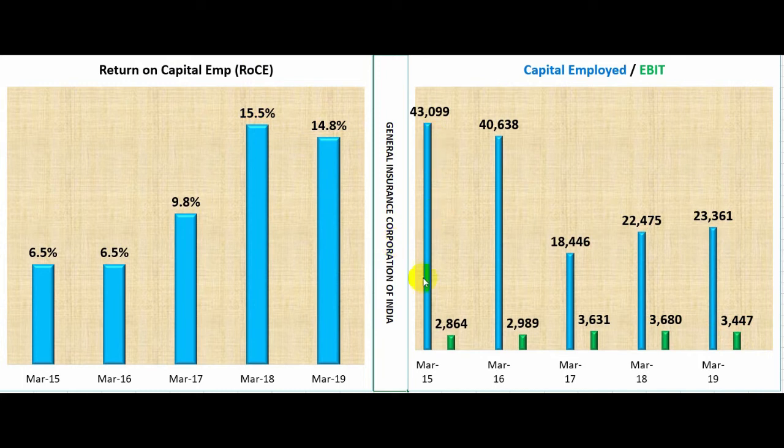Also, one thing to note is that in March 15, the total capital employed was around 43,000 crores, and that has substantially dropped now to 22,475 crores. So we have to understand why the net worth of the company, as we saw earlier in ROE, the equity portion of the company, has dropped quite substantially from 40,000 to 18,000 crores. So this needs to be investigated as to why there is a drop in the total capital employed between March 16 to March 17.